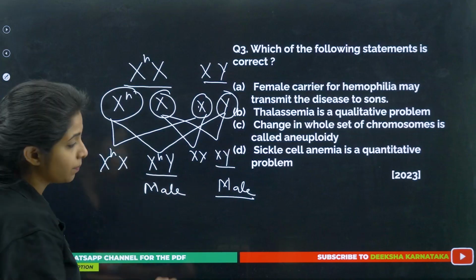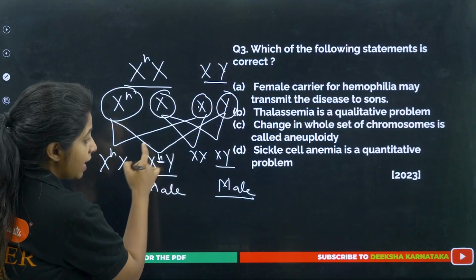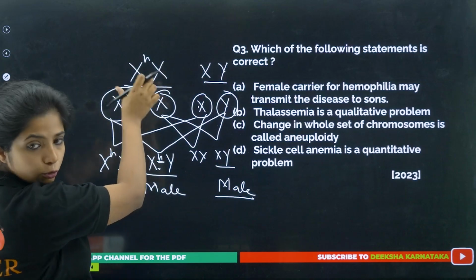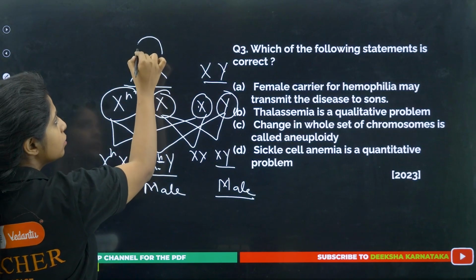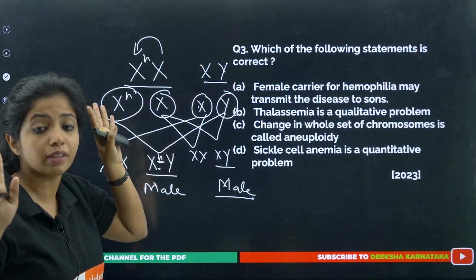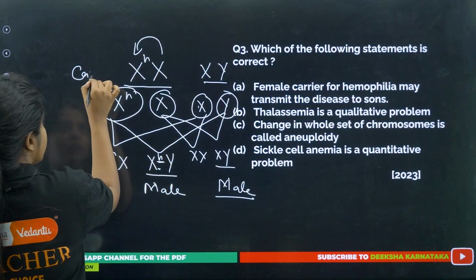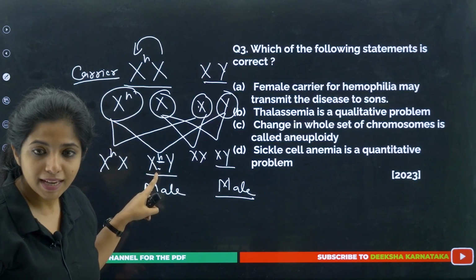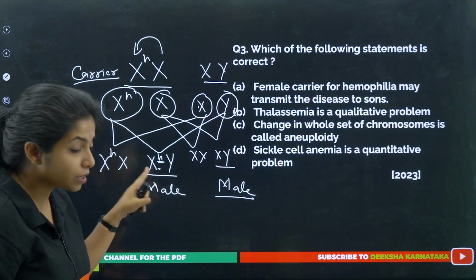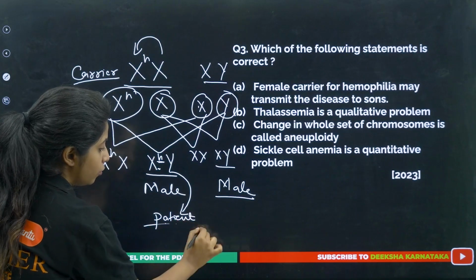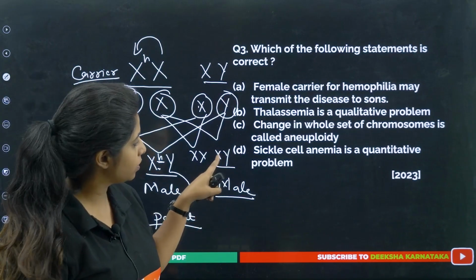If you see over here, there is H, and since there are two X's here, the other X will overshadow the effect of this one, and hence she will be just a carrier. She won't have the disease, she will be just a carrier. But over here, there is no one to overshadow the effect of this one. Hence, this one becomes a patient of hemophilia. Whereas this is normal.